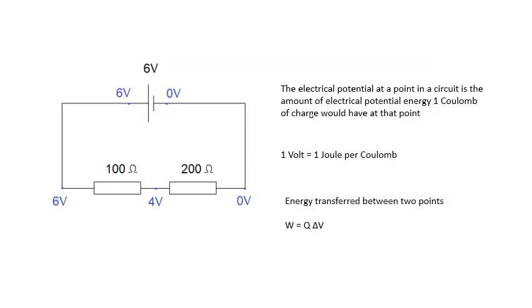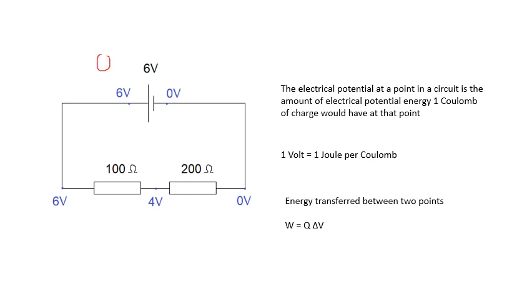Before we look at potential in electric fields, let's go way back to when we did electricity and electrical circuits. Now, the potential at a point is the amount of electrical potential energy 1 coulomb of charge would have at that point.